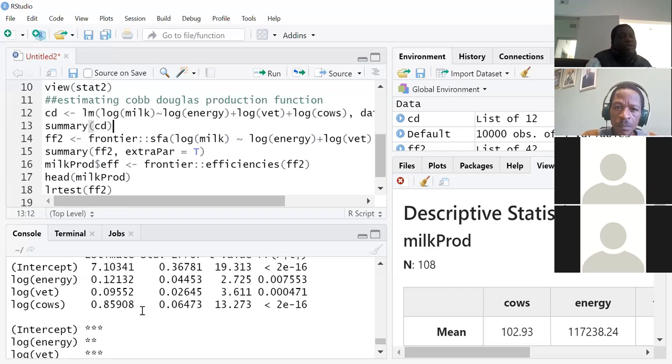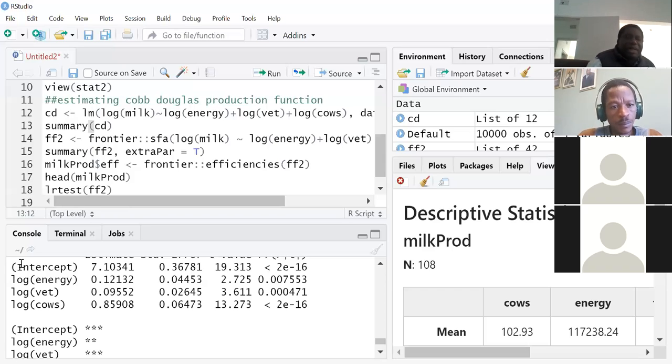And if I increase my vet by 1%, then my milk production will increase by about 0.1%. And if I increase my cow head by 1%, then my milk production will increase by 0.86%. I hope it's clear. Yes, Prof. That's good.